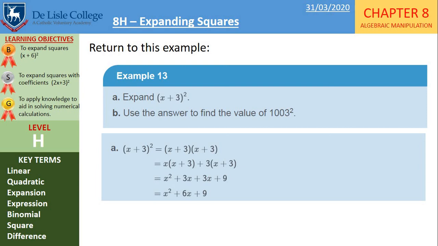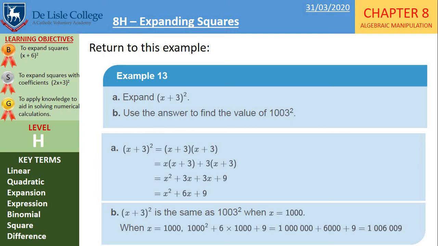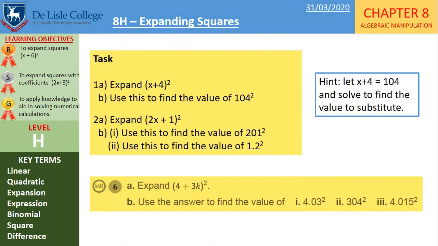If we look at the similarity between the algebraic expression squared and 1003 squared, we can see that x should be 1000. That means we're going to substitute 1000 into that quadratic expansion. So we're going to have 1000 squared plus 6 times 1000 plus 9. Now this is something that you should be doing without a written method and without a calculator. You should be able to do this in your head. And then we can add those three values together to get 1,006,009.